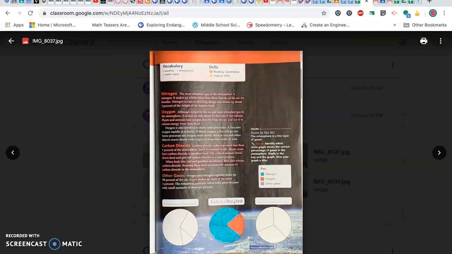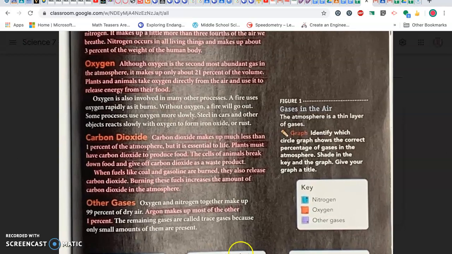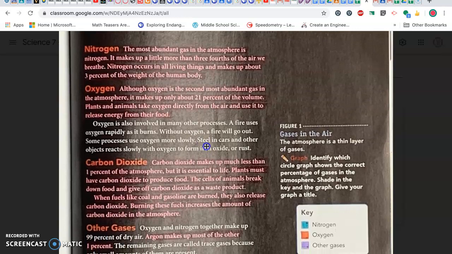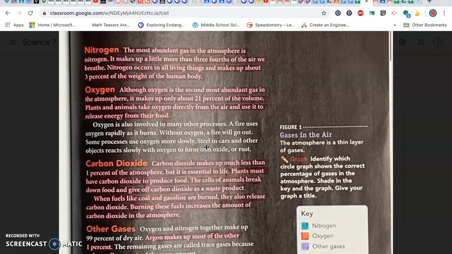Here they break down and show you the gases that comprise the atmosphere. The gas that makes up the most of the atmosphere is nitrogen. Nitrogen makes up about 78% of the atmosphere. Your book says a little more than 3/4, and it's more accurately around 78%.